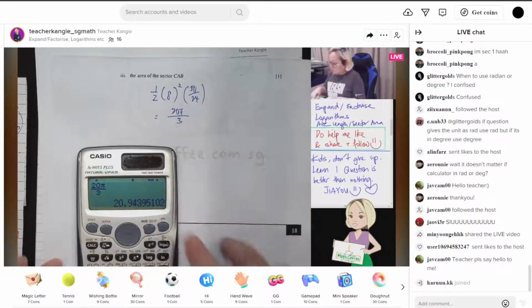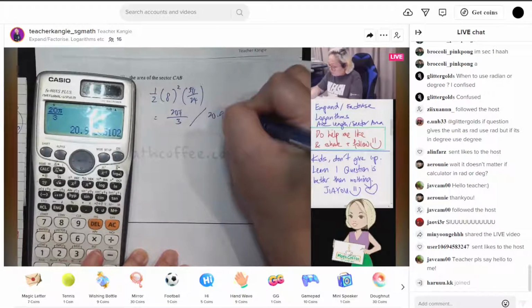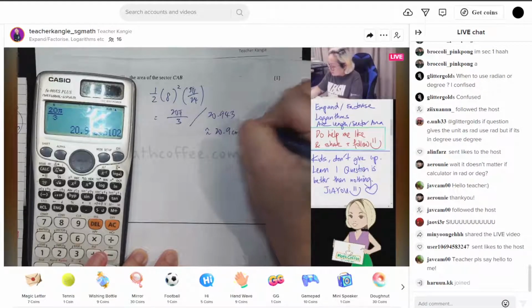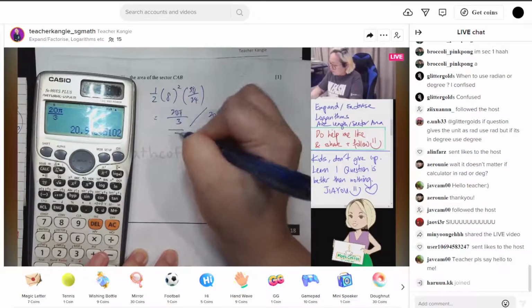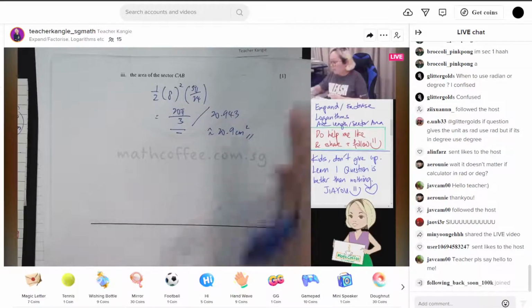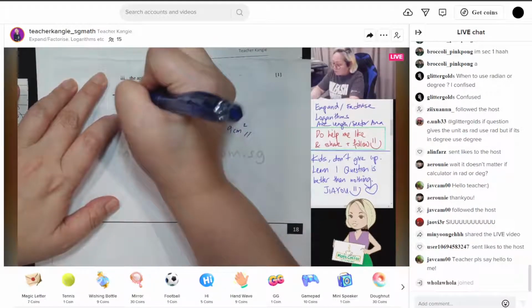Okay, so you can put as decimal also. Even if you put 20.943, then round it off to 3SF, 20.9 cm squared also can. Put in terms of pi also can. So this is for this one, 1 mark only. You see what I did was I just used half r squared theta.